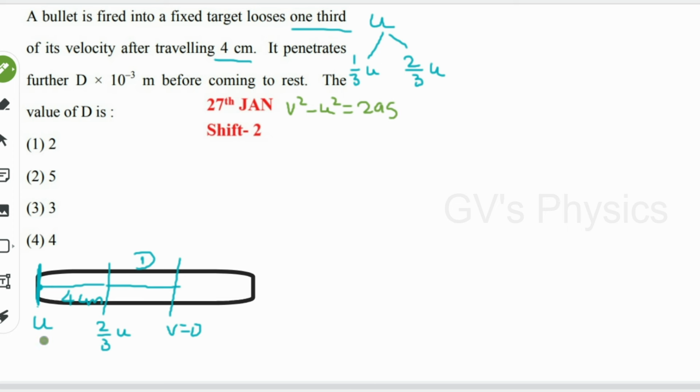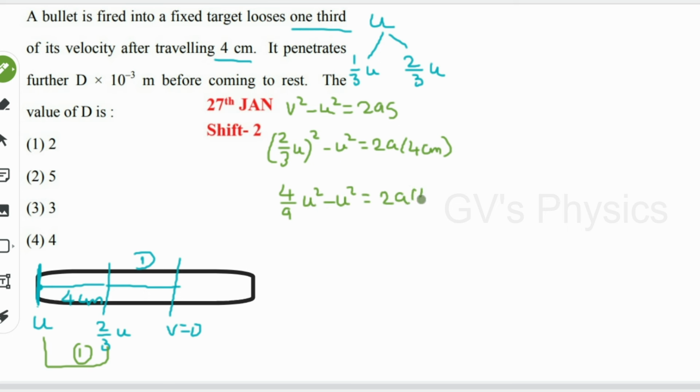I'm going to take this as the first condition. So this is the initial velocity and final velocity. The final velocity is 2/3 u, so we can substitute here. So 2/3 u the whole square minus u square is equal to 2a. In the place of distance, we can substitute 4 centimeter. Square of 2/3 is 4/9, so 4/9 u square minus u square is equal to 2a into 4 centimeter. If you cross multiply, we will get 5u square by 9 is equal to 2a into 4 centimeter. So this is equation number 1.